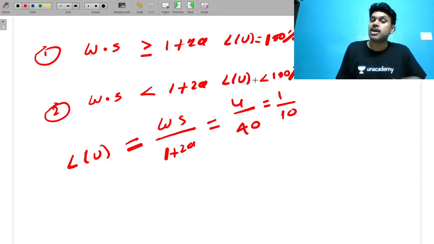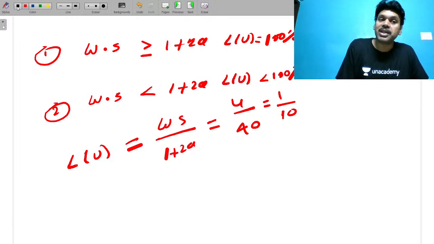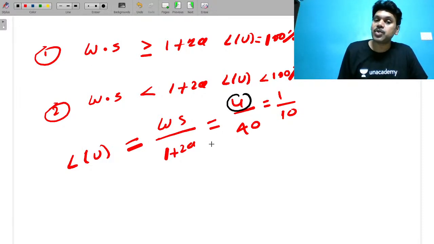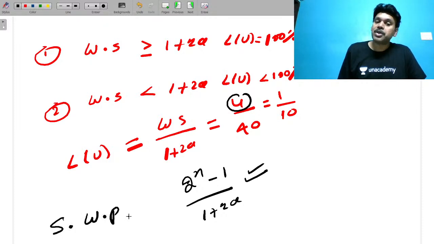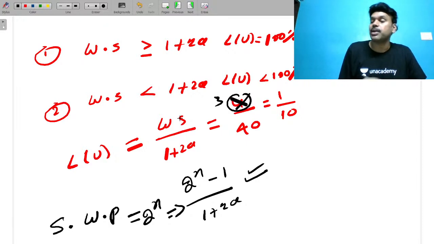Window size means how much, my dear friends? I am taking directly 2 power n. Actually, it is supposed to be 2 power n minus 1 by 1 plus 2a. This is your answer. Please do this in the example, because in sliding window protocol the window is adjusted from 2 power n to 2 power n minus 1. It's not 4, it's only 3.